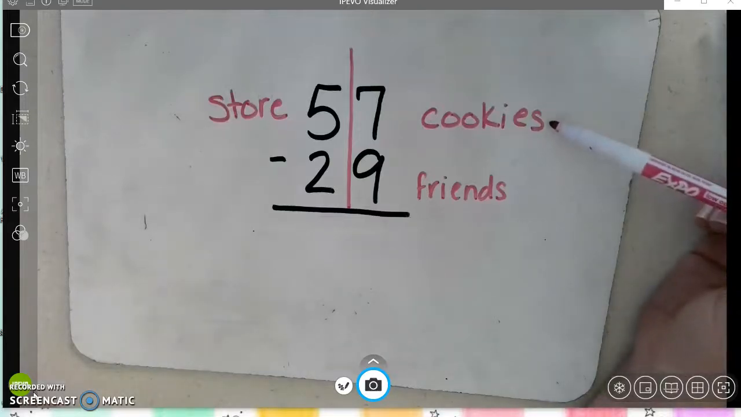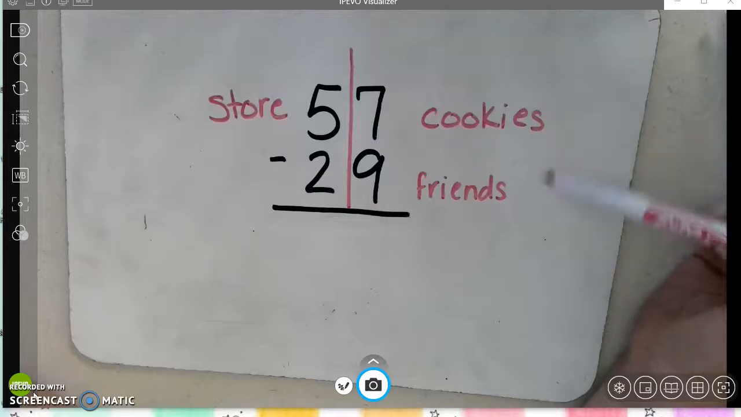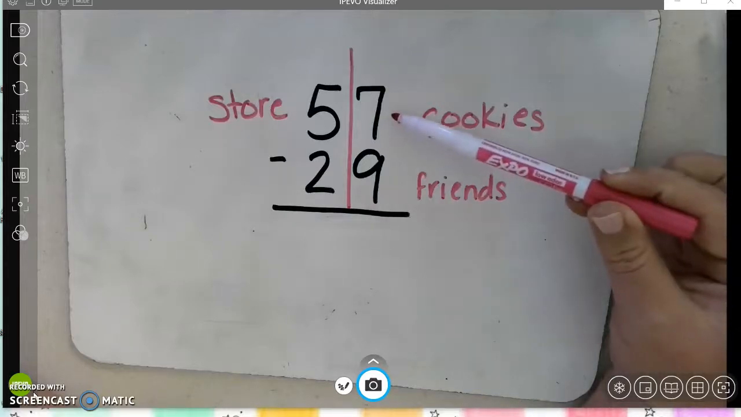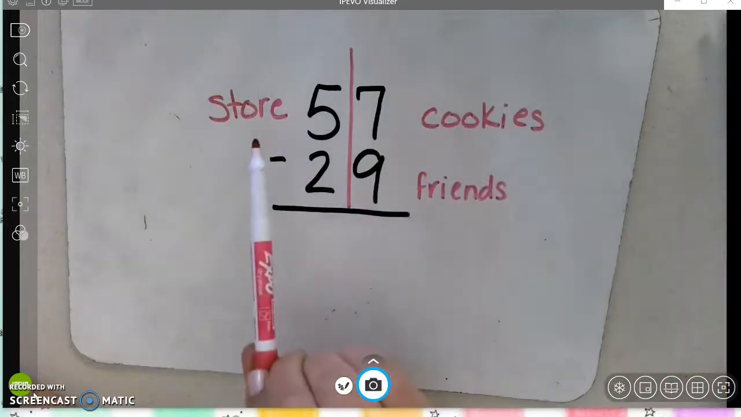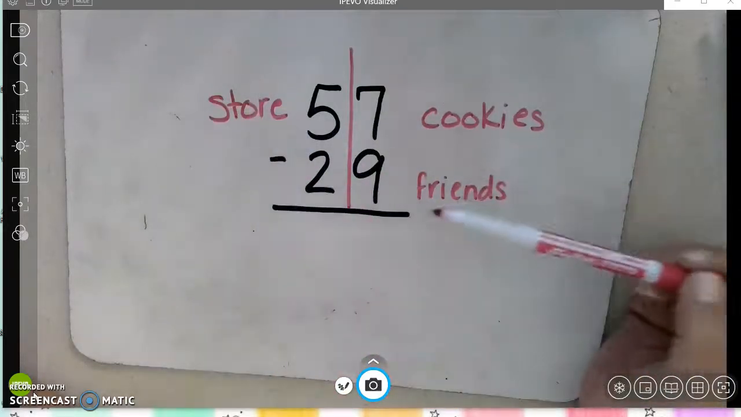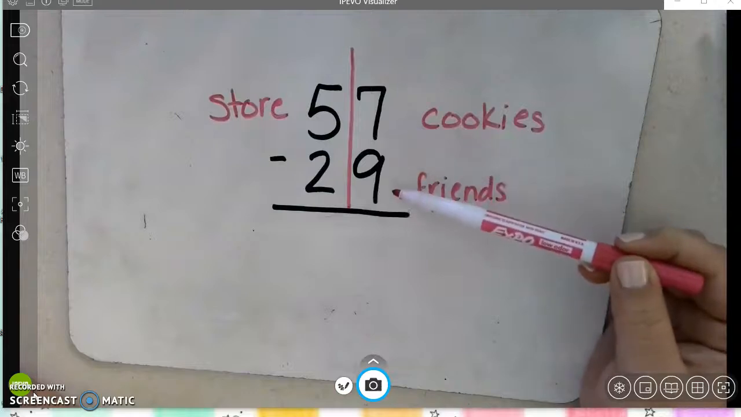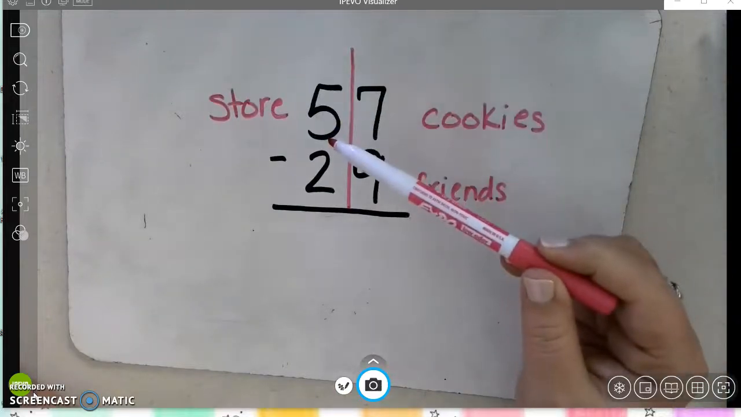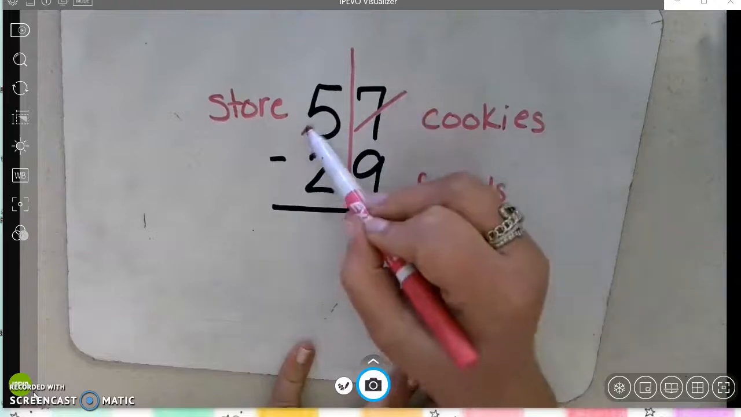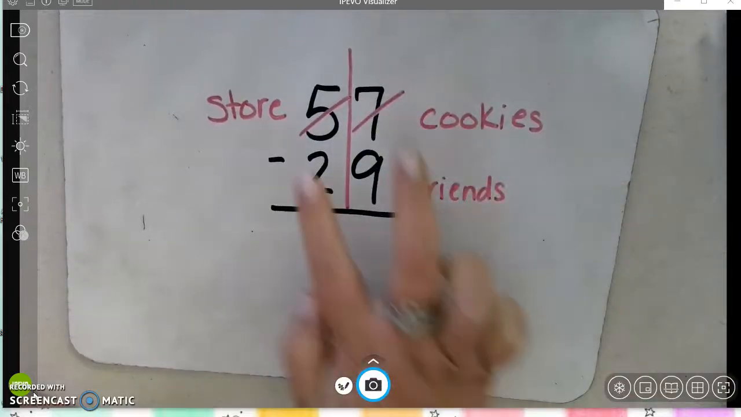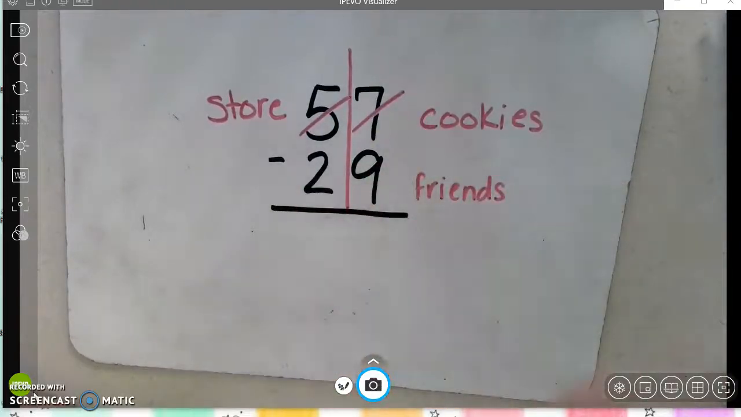So what we do is we look at how many cookies we have and we look at how many friends we have. If we have enough cookies to give one to all of our friends, we don't have to go to the store. But if we don't have enough cookies for all of our friends, we do have to go to the store. And when we go to the store, we cross both of these numbers off so that we don't get confused and accidentally use the 5 or the 7, because those aren't our numbers anymore.